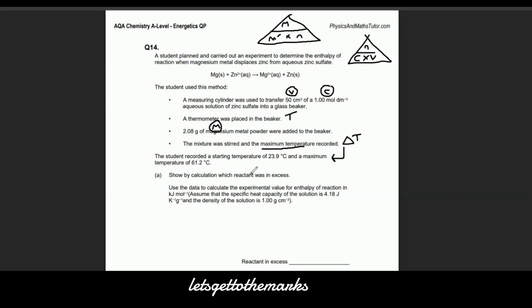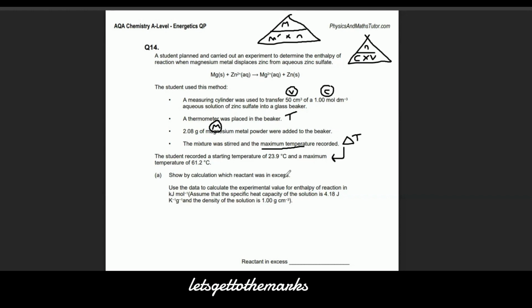Show by calculation which reactant was in excess, first of all. Use the data to calculate the experimental value for the enthalpy of reaction in kilojoules per mole. Assume the specific heat capacity of the solution is 4.18 and the density of the solution is 1 g per cm cubed. Okay, cool. Let's get into it. By the way, this is a 6 fat marker, so let's go.